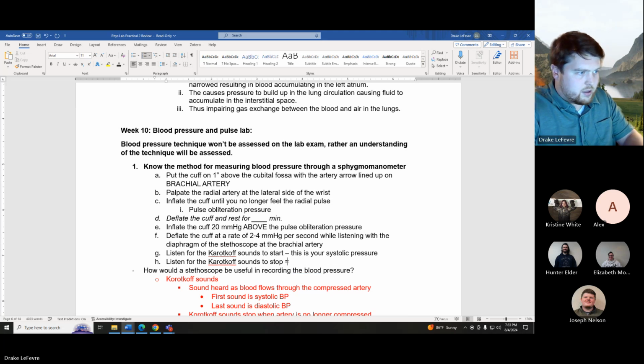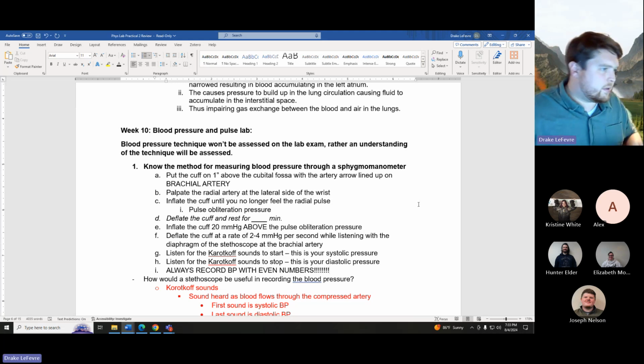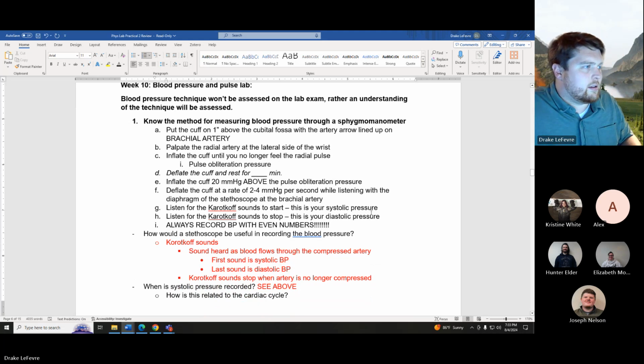Listen for the knocking sounds to stop. This is your diastolic pressure. Always record blood pressure with even numbers. Any questions there?